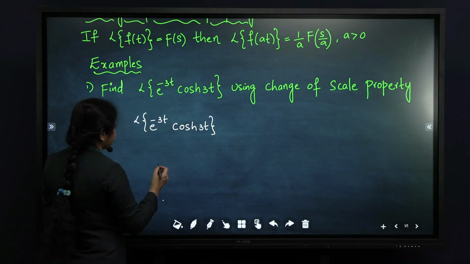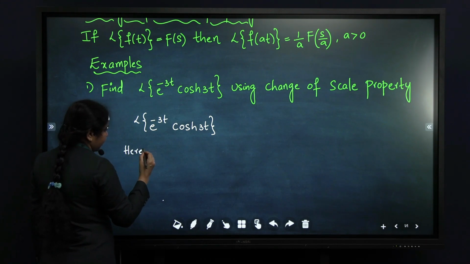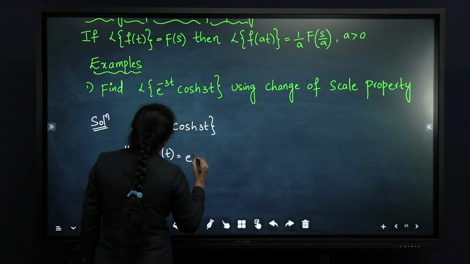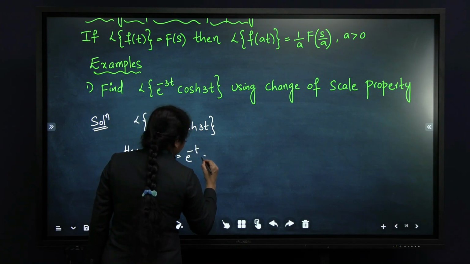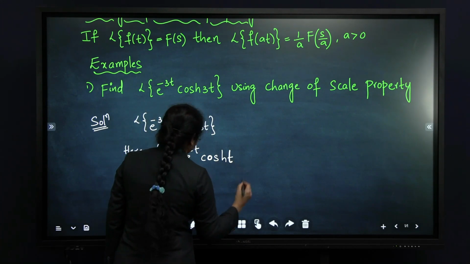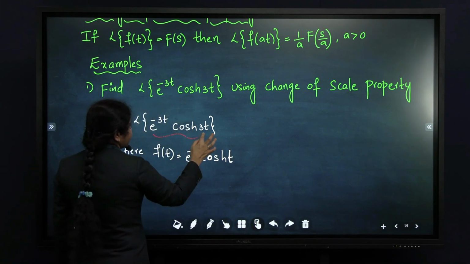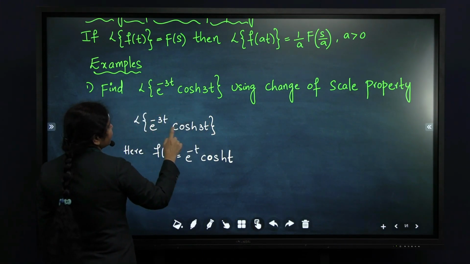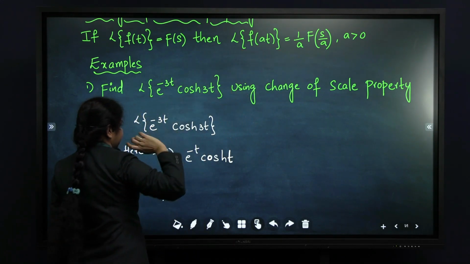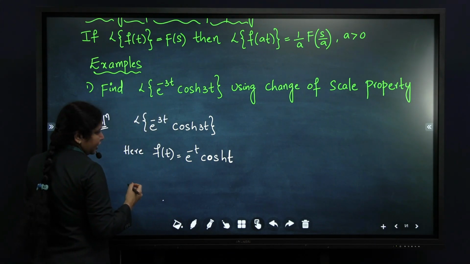To apply the change of scale property, first we need to assume the function f of t as e power minus t into cosh t. So if this is f of t, then the given function will become f of a t, so that we can apply the change of scale property. So now L of f of t, we need to find.